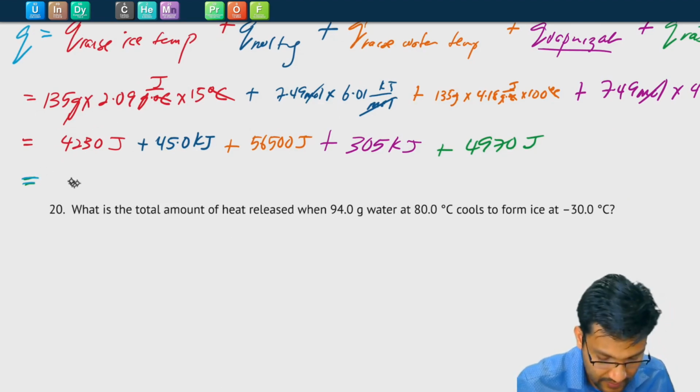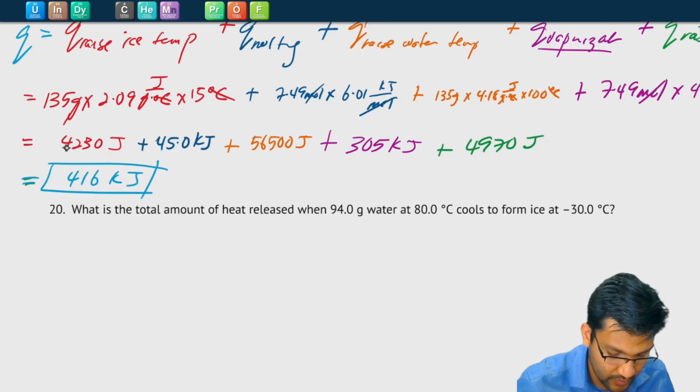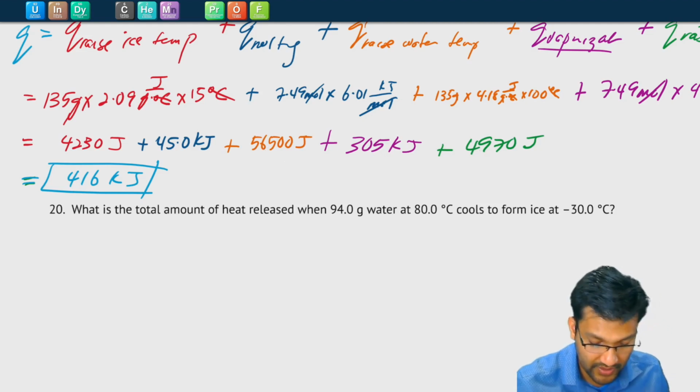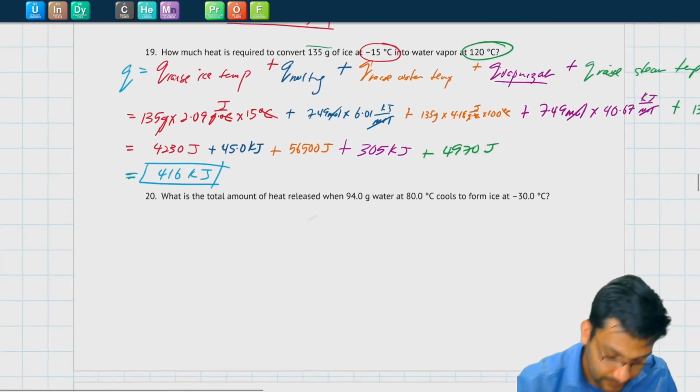To add this all up, we'll just convert everything to kilojoules, right? And so if I add it up, it's all 416 kilojoules, right? This is 4.2 kilojoules, this is 45, this is 56.5 kilojoules, 305 kilojoules, and 4.97 kilojoules.